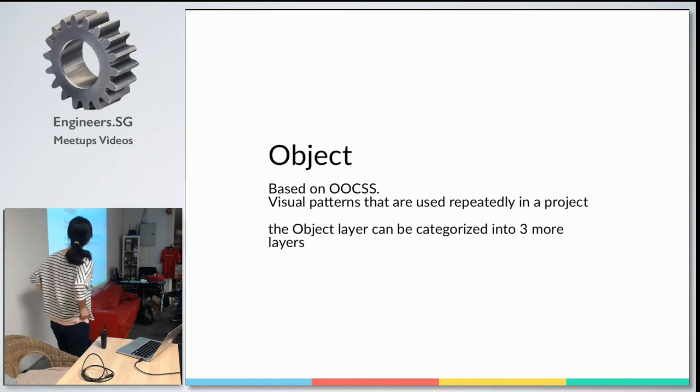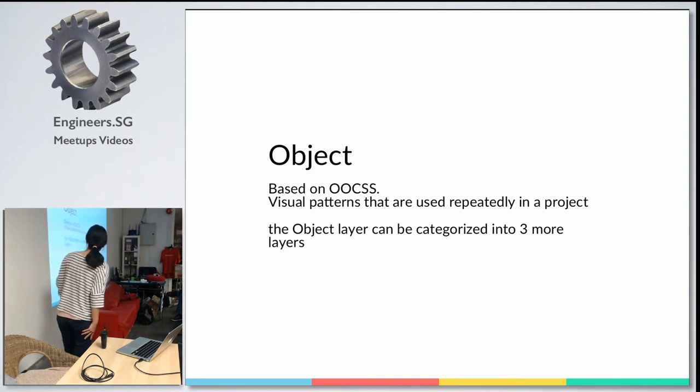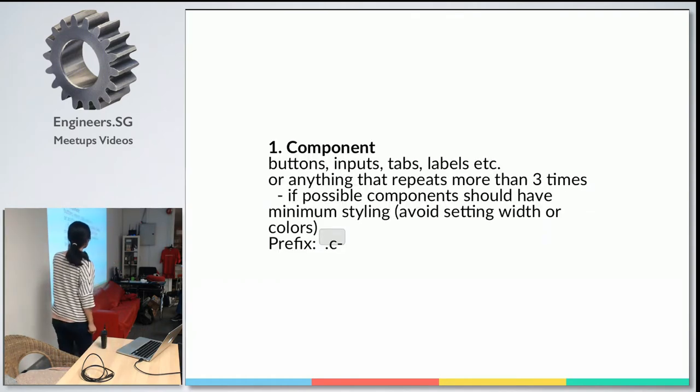Okay, and moving on, the object layer. So this is based on OOCSS. So you're going to want to put visual patterns that are used repeatedly in a project. I'll explain that later on. And this object layer can be categorized into three more layers. So the first is the component layer.